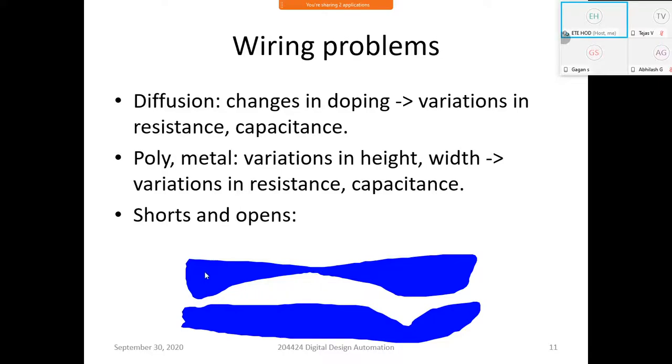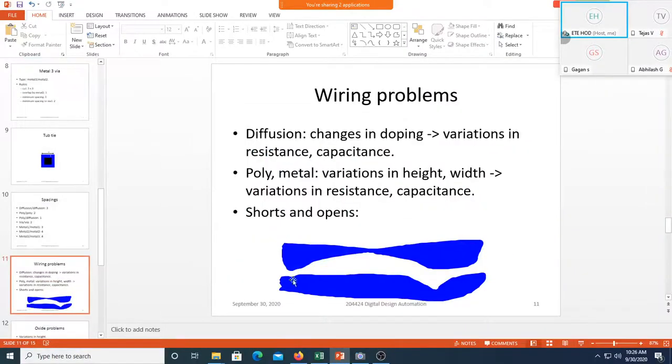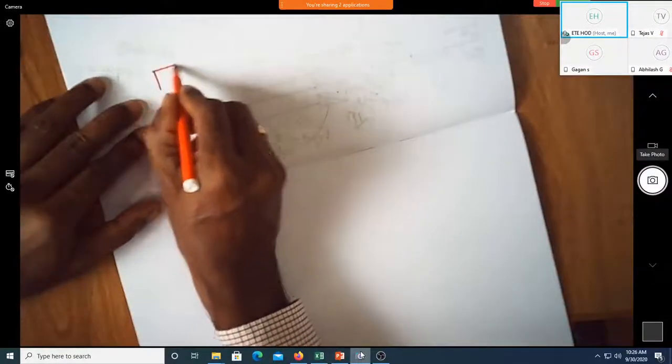Assume that this is metal 1, and this is one more metal. If the spacing is very small, there are chances that this may just join with this. So let me just draw it something like this. Suppose this is what I actually wanted.